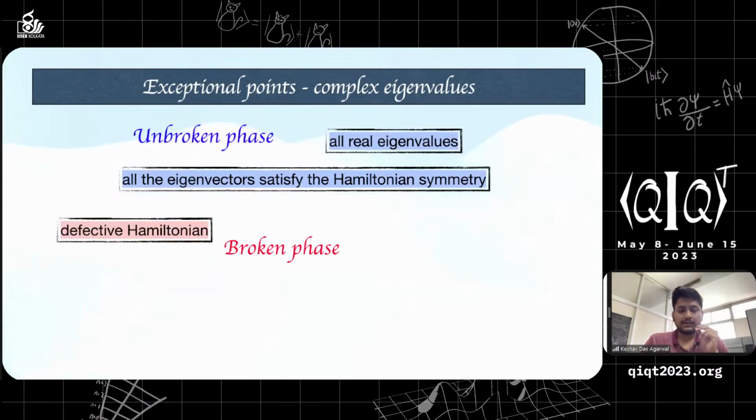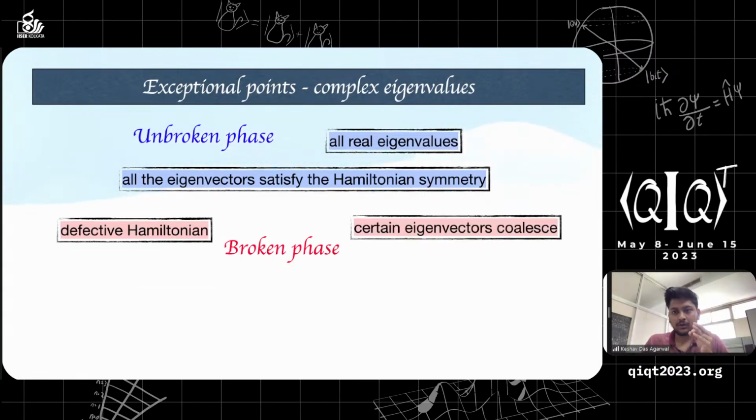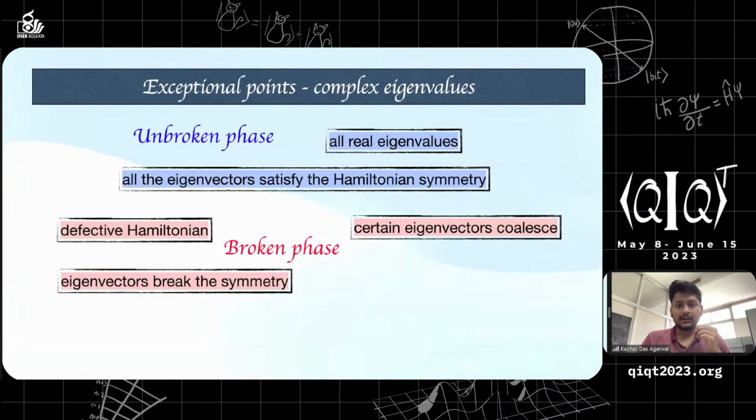Whereas in the broken phase, the Hamiltonian is defective. What is meant by defective is that the number of independent eigenvectors is less than the dimension of the Hilbert space. That means certain eigenvectors coalesce, that is, for certain eigenvalues there is a degeneracy, but the number of eigenvectors is less than the degeneracy. So the Hamiltonian is defective, and this is the broken phase. The eigenvectors break the symmetry, and the eigenvalues are complex.